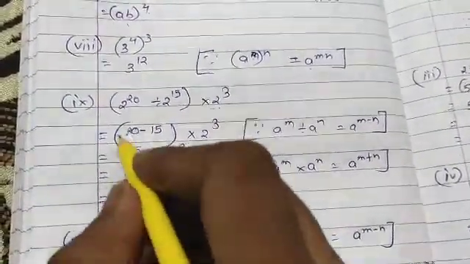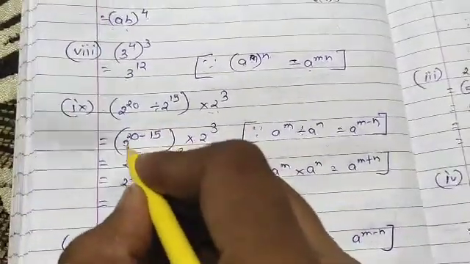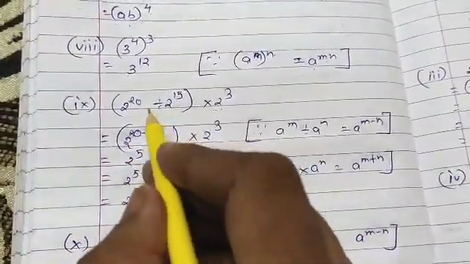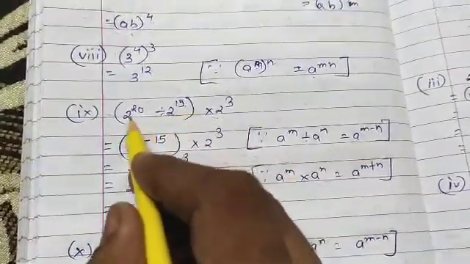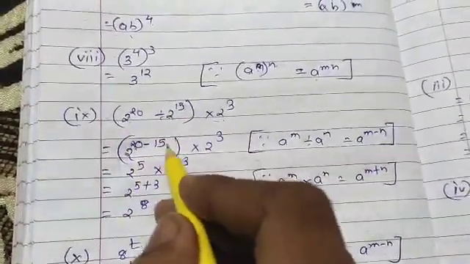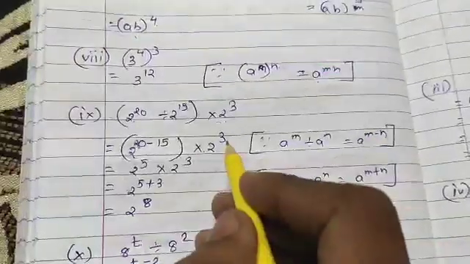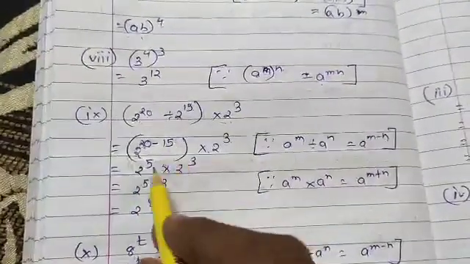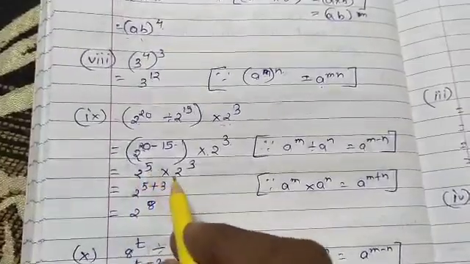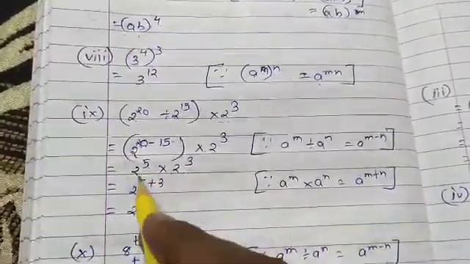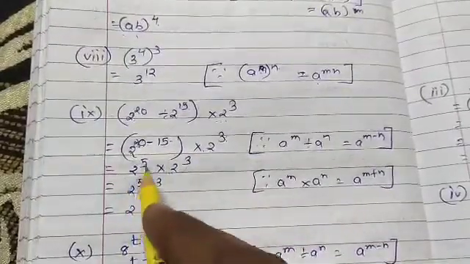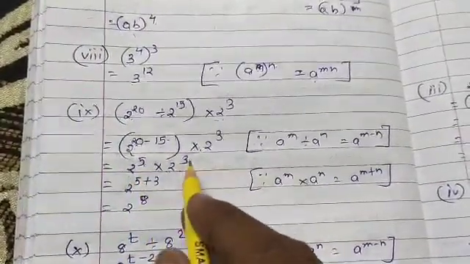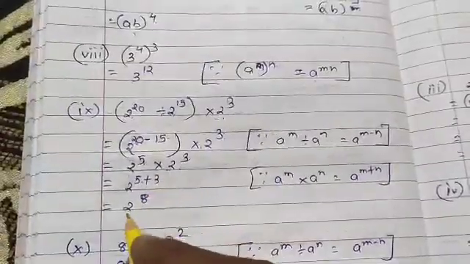Now here the base is common, and it is 2 raised to the power 20 divided by 2 raised to the power 15, so we have to subtract the powers, that is 20 minus 15, multiplied by 2 raised to 3, written down as it is. Then 20 minus 15 gives 5, that is 2 raised to the power 5 multiplied by 2 raised to 3 as it is. Then here also the bases are common, so we need to add the powers, that is 5 plus 3, which gives 8, that is 2 raised to the power 8.